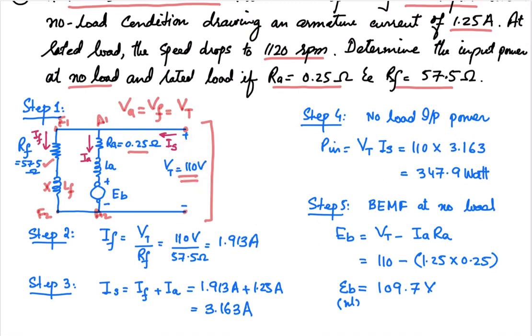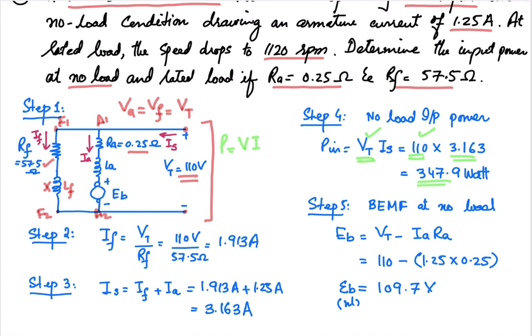Now, what's the no load power? No load power can be easily calculated from the input current and the applied voltage, because the power is equal to the product of the voltage and the current. The voltage you apply is 110 volt, and the current drawn by the machine from this supply is 3.163 ampere.